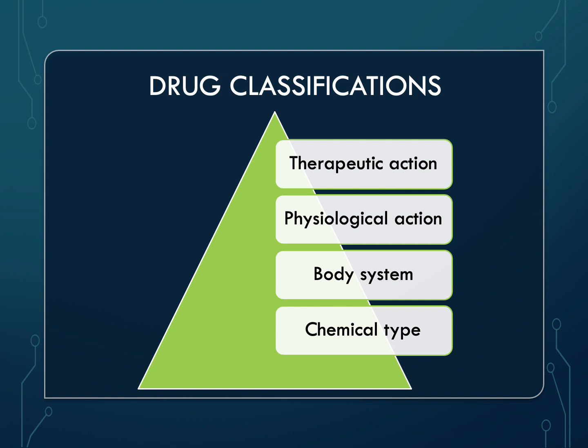Now, cholinergic drugs, on the other hand, elicit a physiological action. So what do they do? They activate the parasympathetic nervous system. Let's move on to cardiovascular agents, right? They focus on a specific body system. And then lastly, let's look at barbiturate. Find it there in the chart, under chemical type. It's classified by its chemical type because it's derived from a chemical called barbituric acid. All right, next we're going to dive a bit deeper into each of these drug classifications.